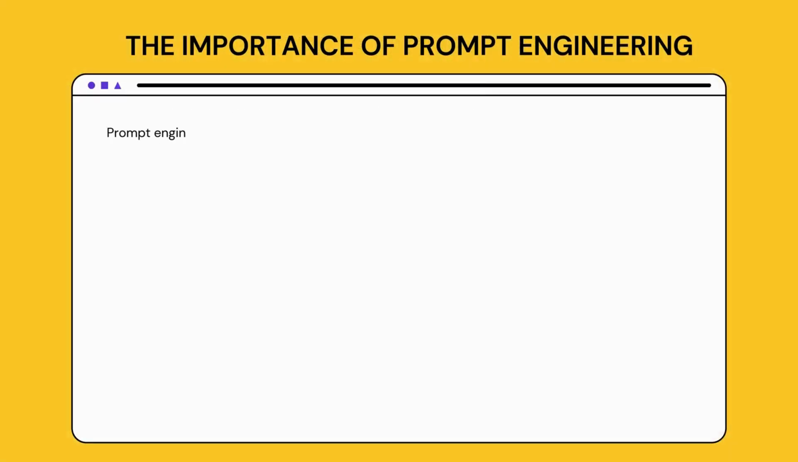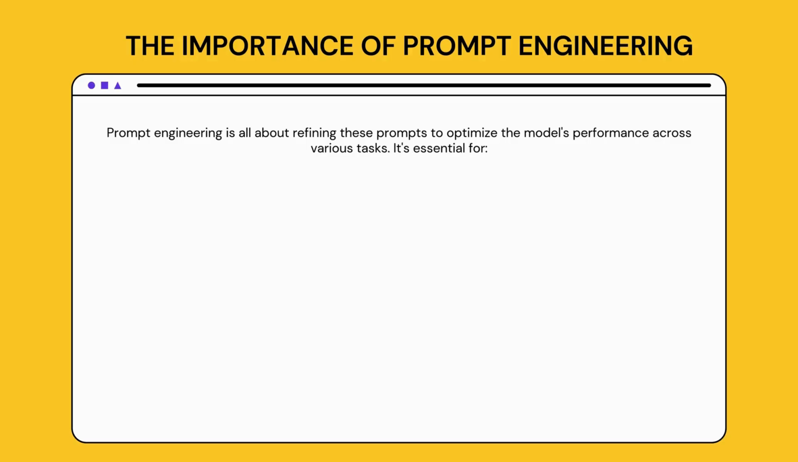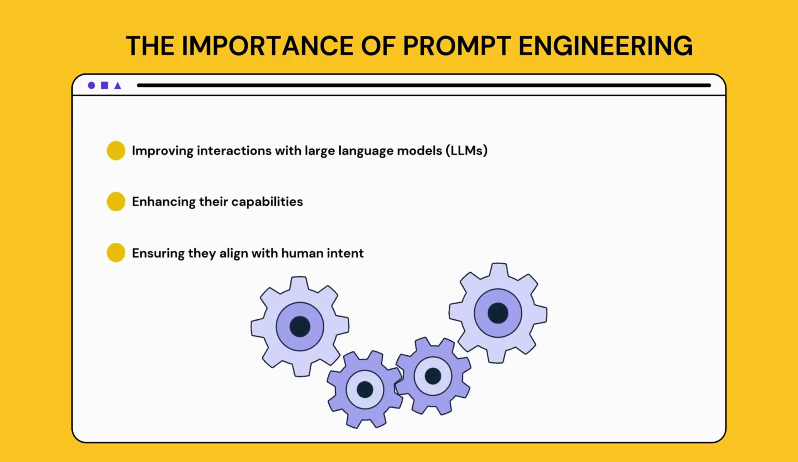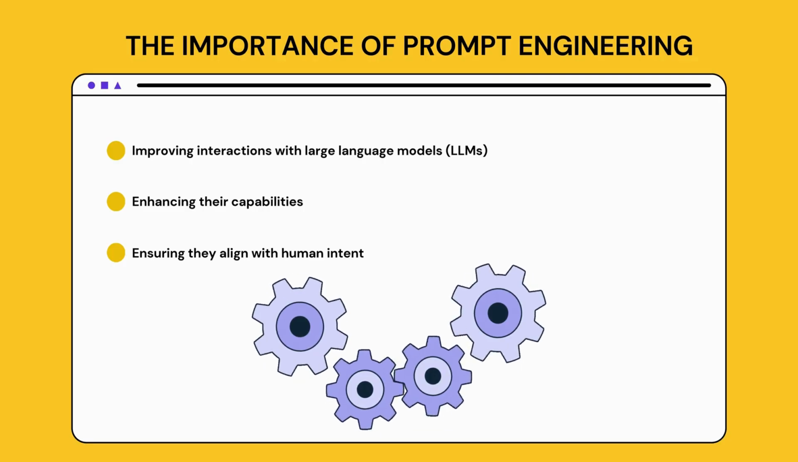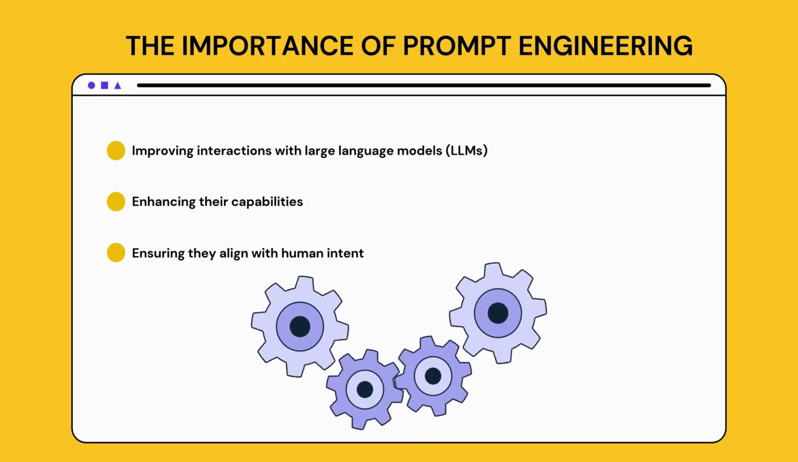The importance of prompt engineering. Prompt engineering is all about refining these prompts to optimize the model's performance across various tasks. It's essential for improving interactions with large language models, LLMs, enhancing their capabilities, ensuring they align with human intent.